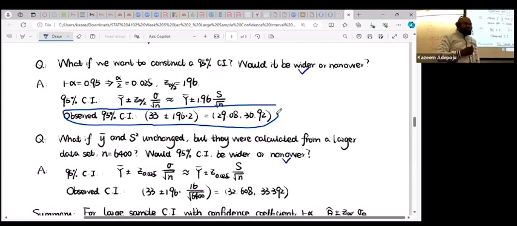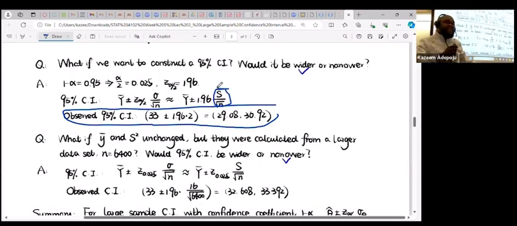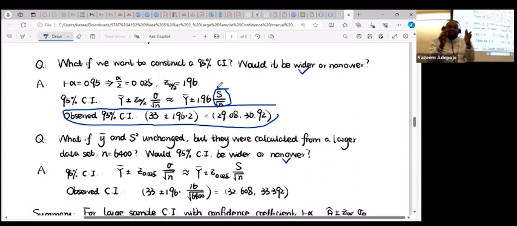Now, what if we're still using the same level of confidence, but what we want to increase is the sample size? What is the effect of sample size? If you go back here, you're actually going to see that sample size can be found in the denominator. The more the sample size, the smaller the standard error will be. When the standard error is small, the margin of error will be small. And when the margin of error is small, then the interval will be narrower. Does that make sense?